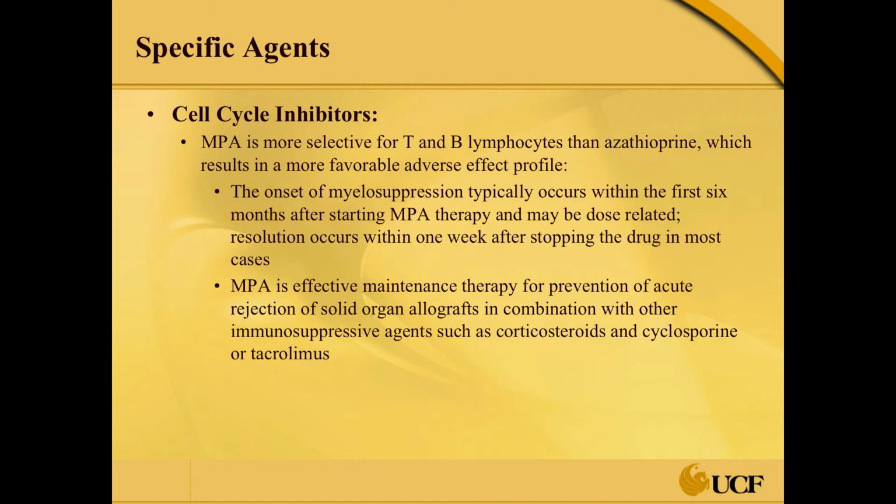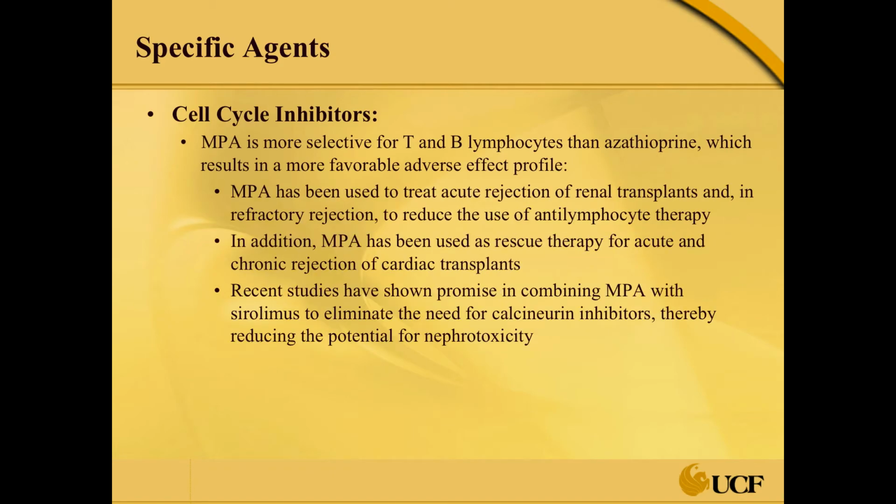MPA is effective maintenance therapy for prevention of acute rejection of solid organ allografts in combination with other immunosuppressive agents such as corticosteroids and cyclosporine or tacrolimus. Okay. So it's used to treat acute rejection of renal transplants and in refractory rejection to reduce the use of anti-lymphocyte therapy. In addition, it's been used as rescue therapy for acute and chronic rejection of cardiac transplant situations.